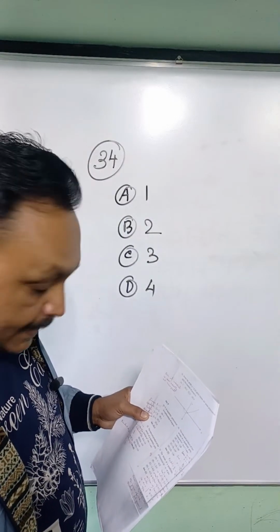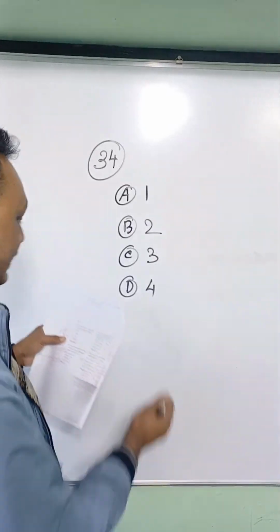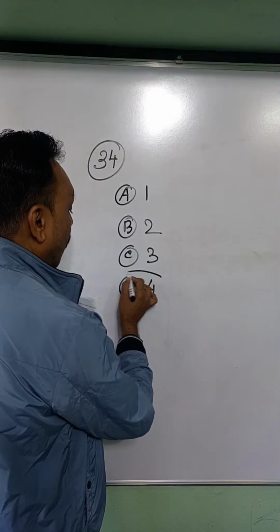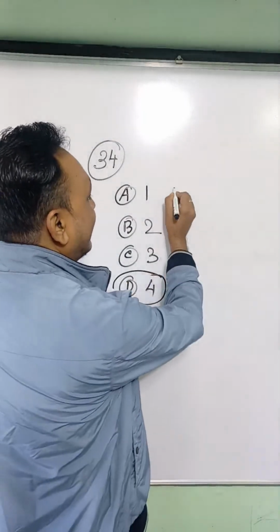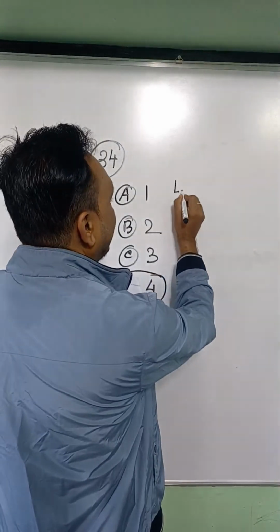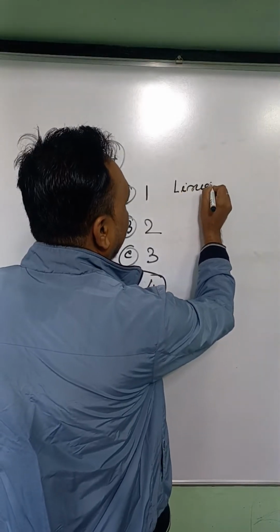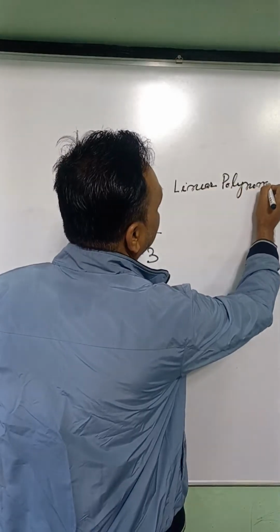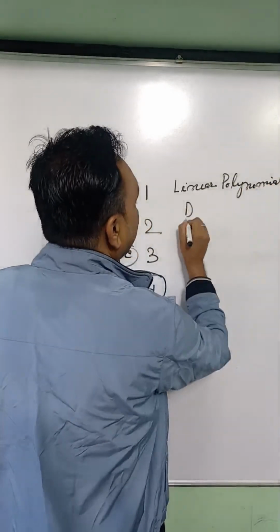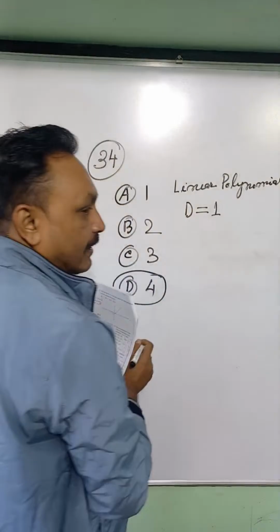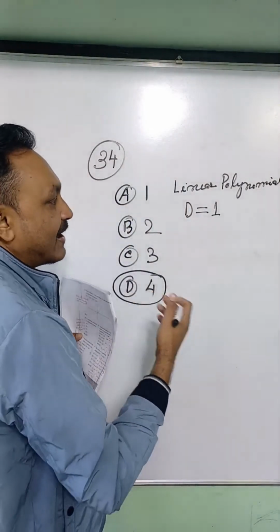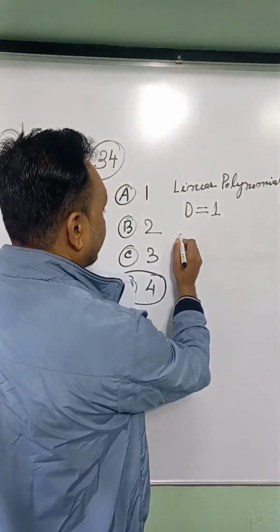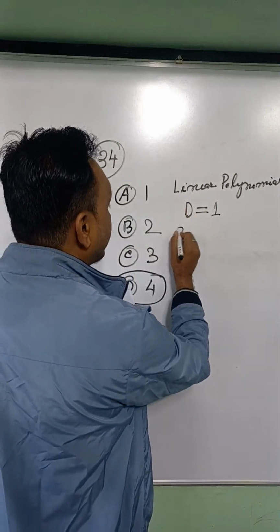All right. So biquadratic polynomial, as I said, means degree is 4. Linear polynomial, degree is 1. What do you mean by degree? The highest power of the variable is known as the degree. So, and then linear, then quadratic.